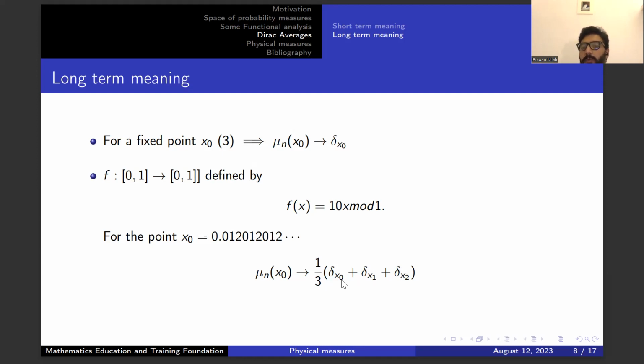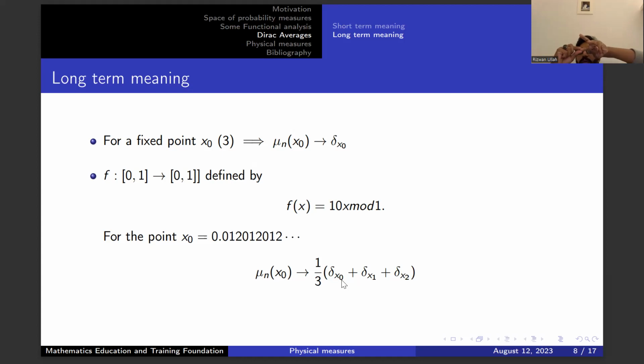Well, x1 is the point 0.12012, x2 is the point 0.2012012, and so on. And what is the orbit actually doing? Let's see the distribution of the orbit. So it's actually a periodic point. You have 3 points x naught, x1, and x2.